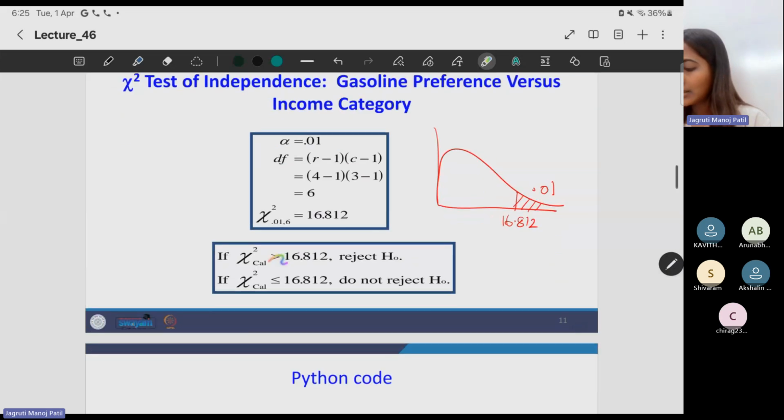Then you'll start making your hypothesis from the same. If your value is greater than this particular value, you'll reject the null hypothesis. If it's less than it, you won't reject it. You'll accept your null hypothesis. You won't reject it.